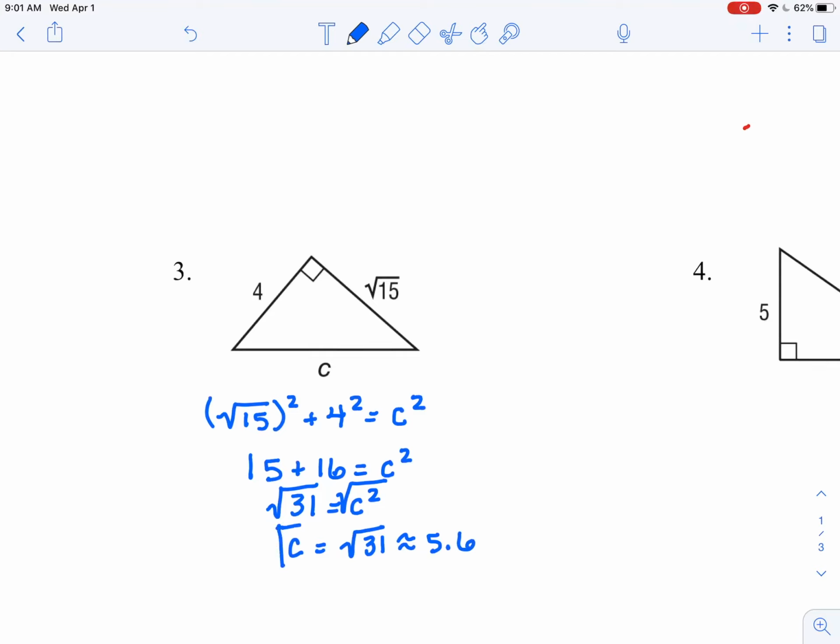More often than not, when we use Pythagorean theorem, we'll find that the lengths of the sides of the triangle are decimals. That's absolutely fine. It does not mean that your answer is incorrect.